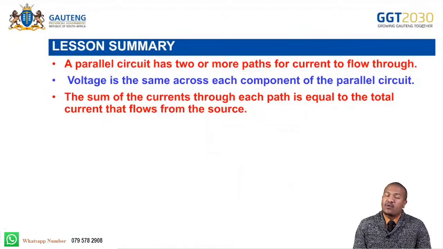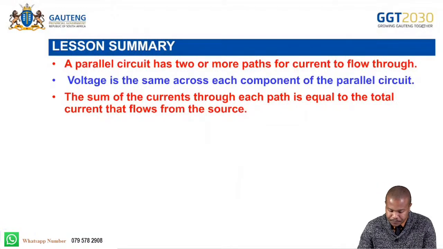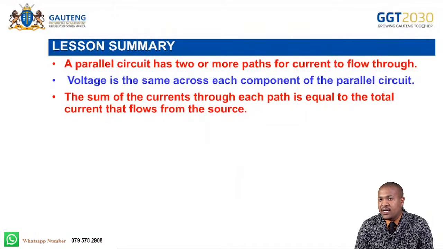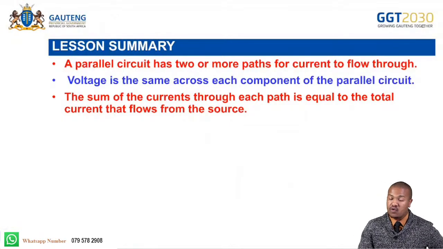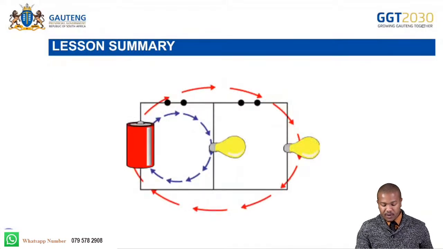So today we're talking about parallel circuits. We said that a parallel circuit is a circuit that has more than one pathway for the current to flow through, so there are two or more pathways. The voltage is the same across each component of the parallel circuit. We also talked about how the sum of the currents through each path is equal to the total current that flows from the source.